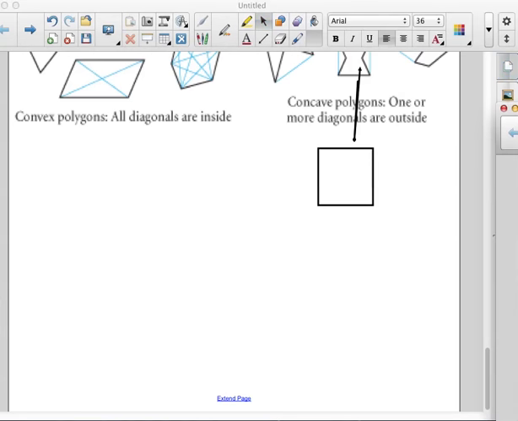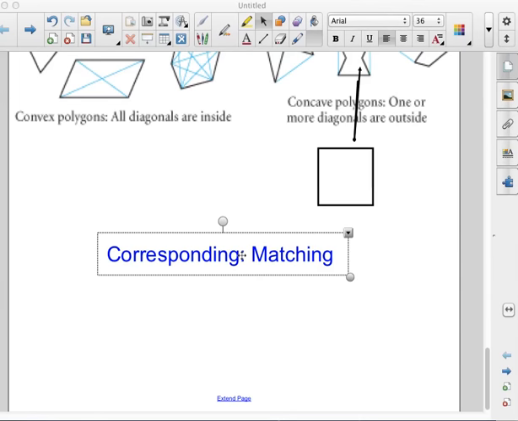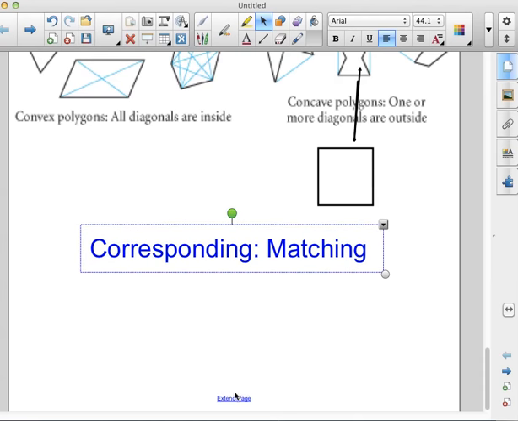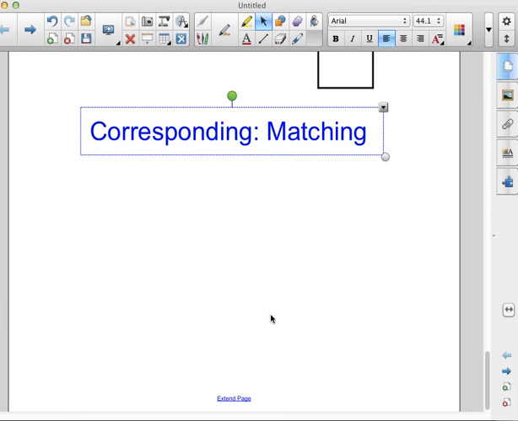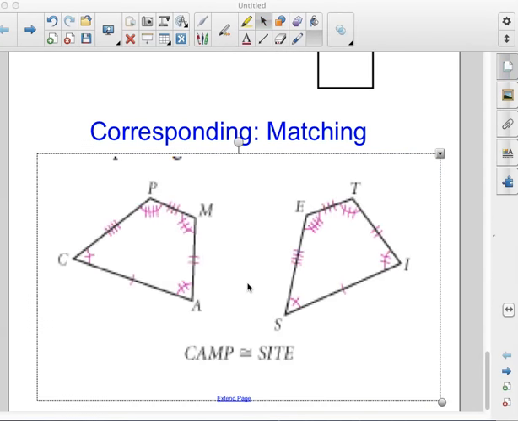Now let's move on to another kind of polygon. But before we do that, let's talk about corresponding. And I'm sorry, we're not actually moving to another polygon now. We're going to be talking about the word corresponding. What does the word corresponding mean? Well, simply enough, it means matching. If you remember earlier, we talked about how geometry likes to have things in matching order. And here we're going to have two corresponding images, very similar to the triangles that we talked about earlier.